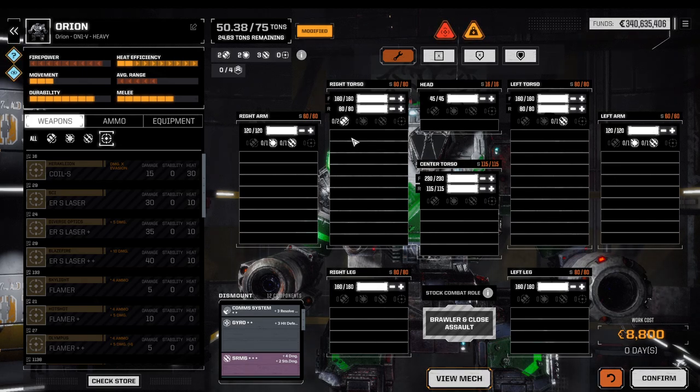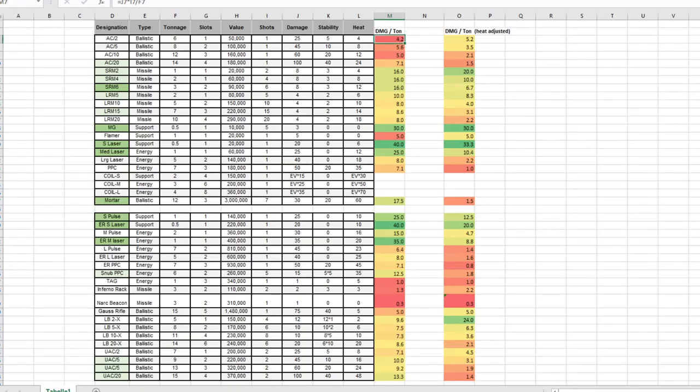So let's make that hopefully not too complex. I prepared a bit of an Excel for you guys so that we can take a look into that. What I prepared here is basically an overview of all of the weapons in BattleTech, including all of the weapons from the expansions. And there is a lot to cover, so I'll be brief about it.